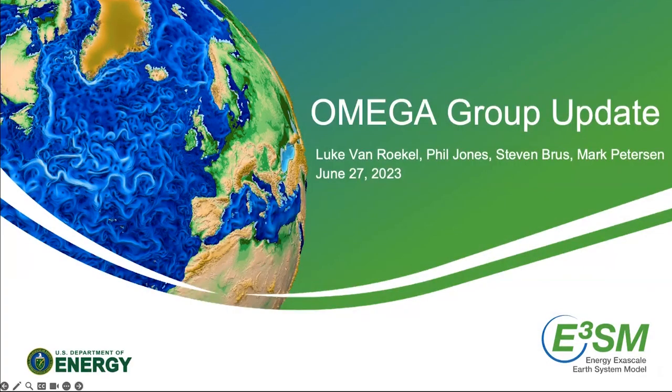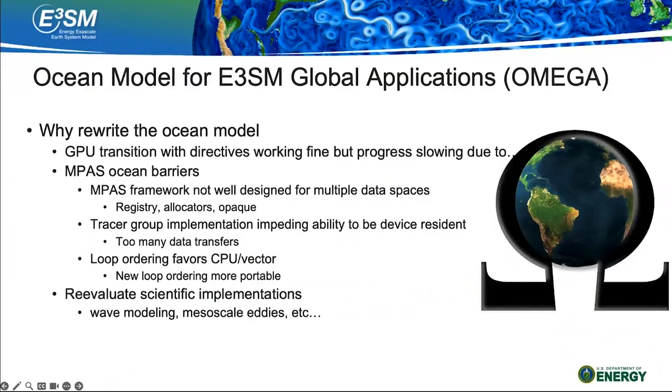Well, I'll give the Omega update here, mostly talking about the overview plan and a little bit of a progress update at the very end. A reminder for those new, Omega is a project to rewrite the ocean model as it stands, MPAS Ocean, but an important point to clarify is that it is MPAS Ocean at its core. It's retaining the MPAS mesh specification and the discretization. It's just for increased performance on GPU resources.